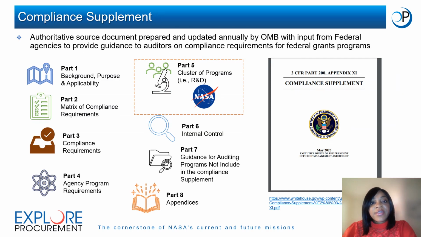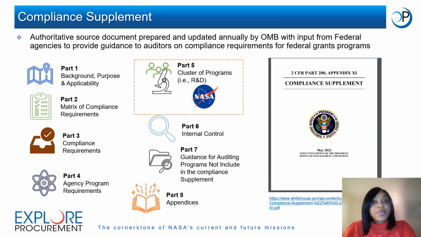As mentioned in the previous slide, one of the agency's responsibilities in a single audit process is to annually update the compliance supplement. And in case you're not familiar with the compliance supplement, it is a document that provides guidance to auditors in evaluating whether an entity is compliant with federal program requirements. The compliance supplement is organized into 8 parts. Part 1 provides essential background information on the compliance supplement. Part 2 contains a matrix of compliance requirements that serves as a roadmap for auditors.